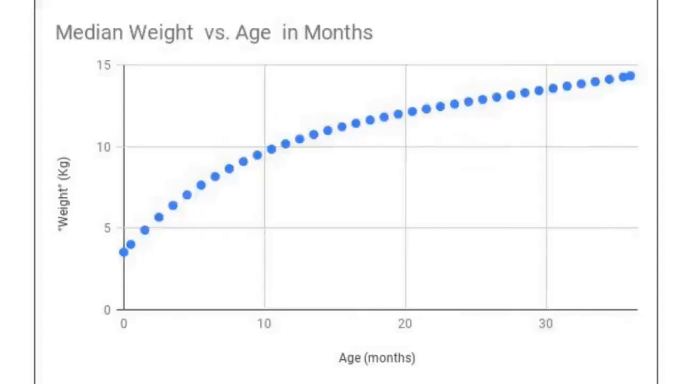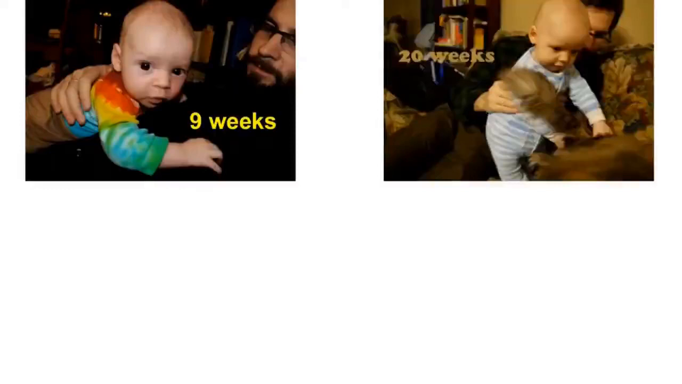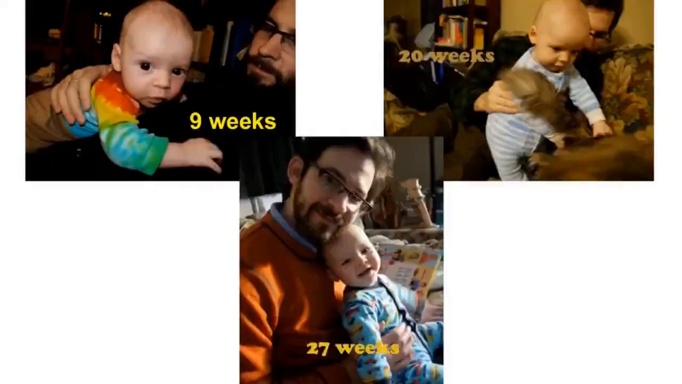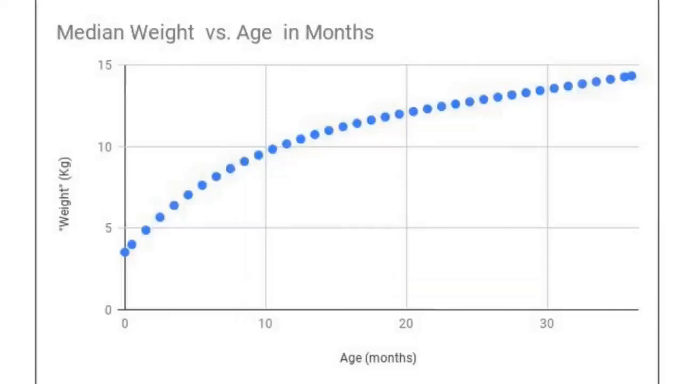Here we have the median weight of babies versus their age in months. So if I look at my son's mass and I want to know how quickly his mass is changing when he's 9 weeks old, or when he's 20 weeks old, or when he's 27 weeks old, if I look at the change in mass per change in time, I'm not always going to get the same answer.